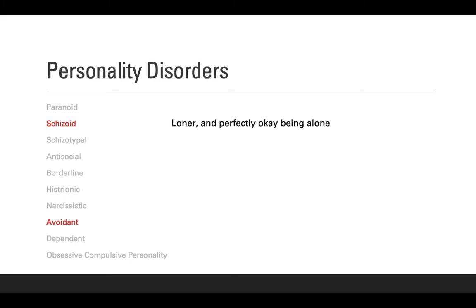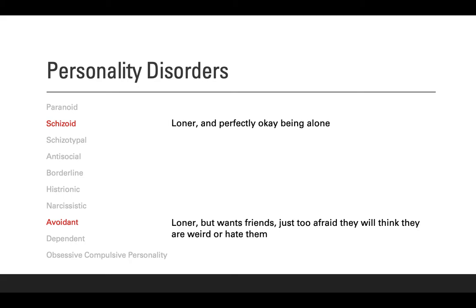That's schizoid. Versus avoidant, where they are a loner, don't really have friends, but they want to. They want to have those relationships, and it's that simple. They're just afraid people will think that they're weird or not worth their time. That's avoidant personality. They are avoiding the possible rejection there. So those are always tested against each other.